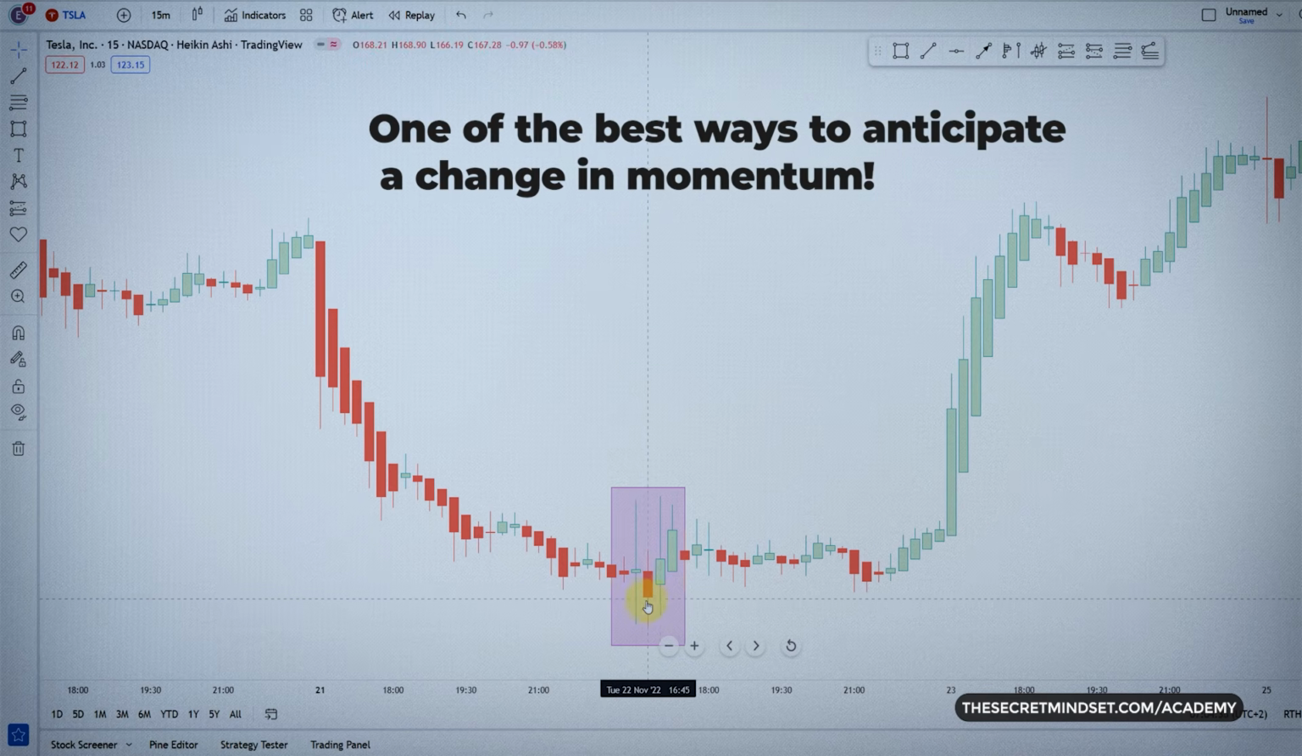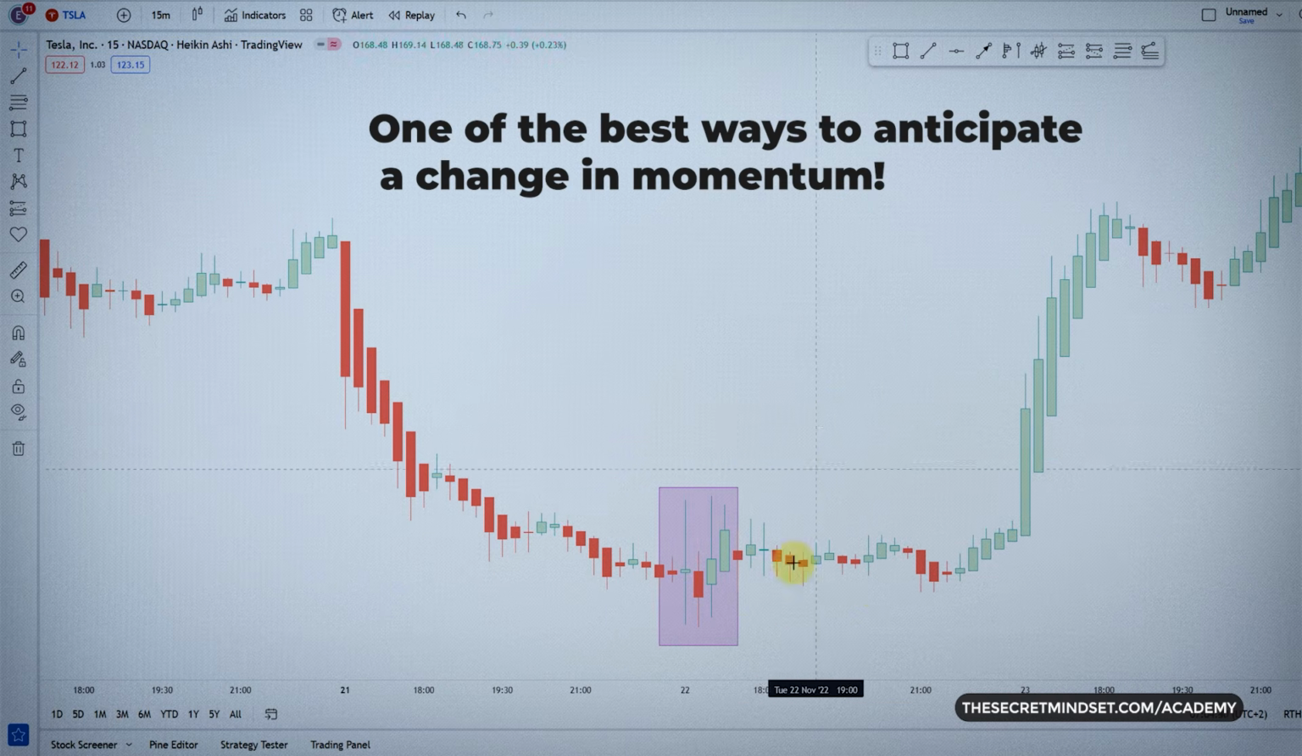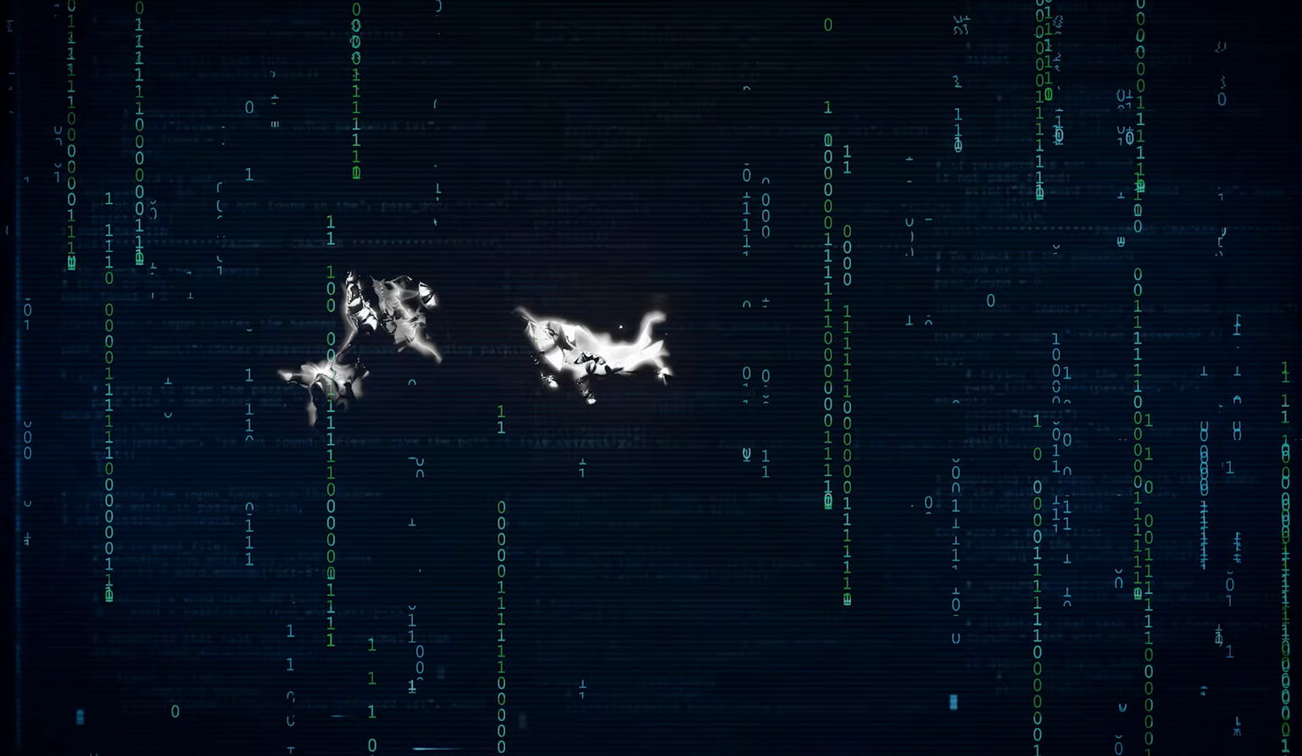This is one of the best ways to anticipate a change in momentum with a low risk and a potential high reward. Let's talk about it.